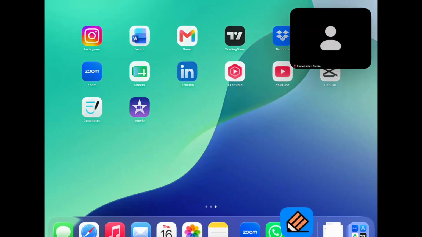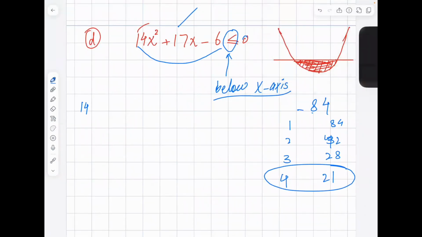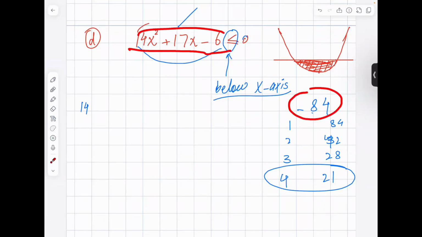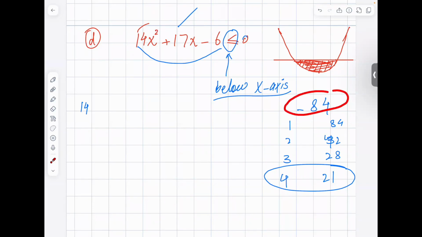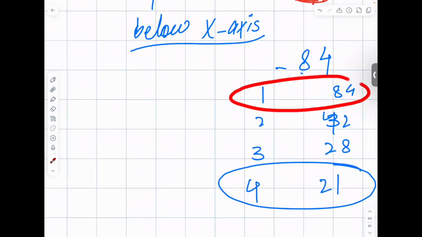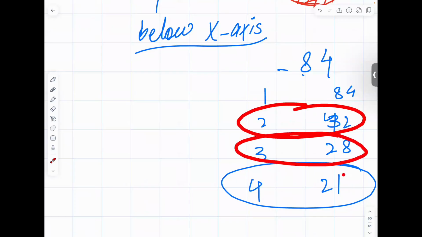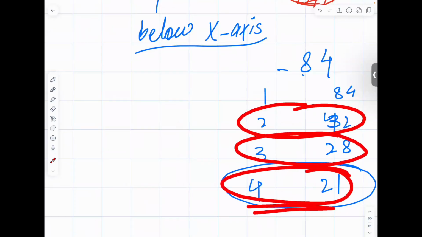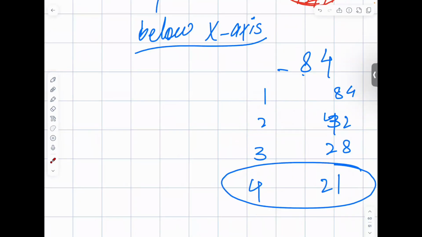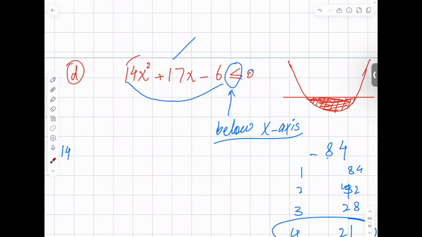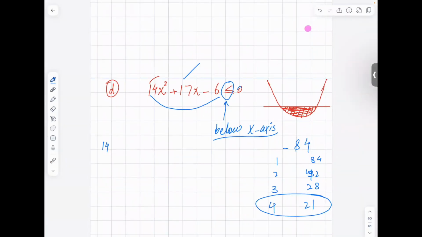14x square plus 17x minus 6. 14 sixes are 84. So this is what we need, right? Factors of 84 whose sum or difference is 17. So 1 and 84, 2 and 42, 3 and 28, 4 and 21. So 4 and 21 gives us the answer 17. So we are going to simplify this now.